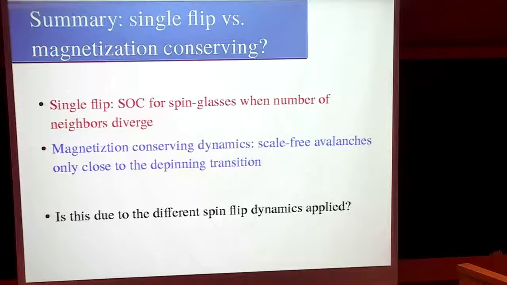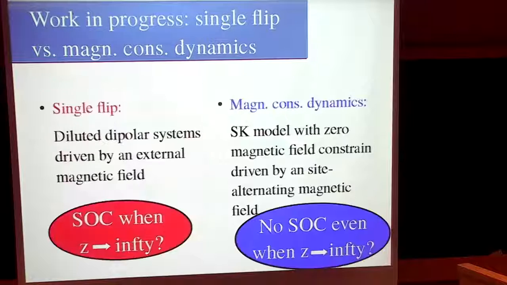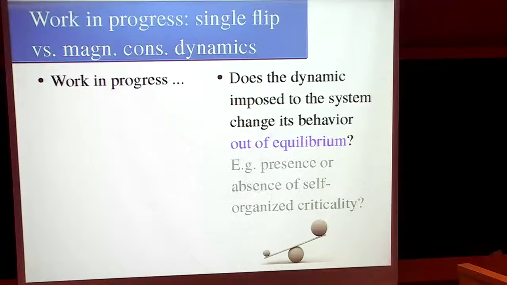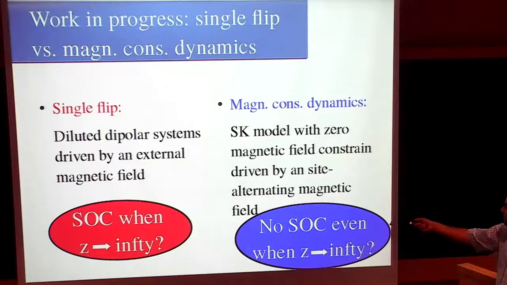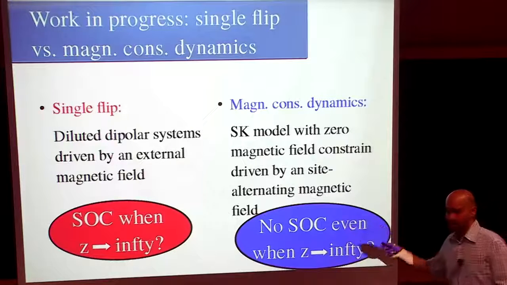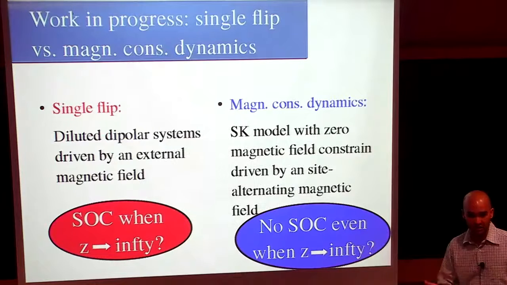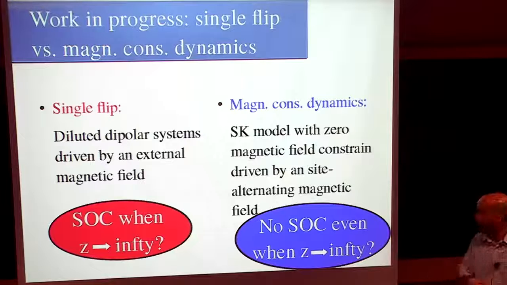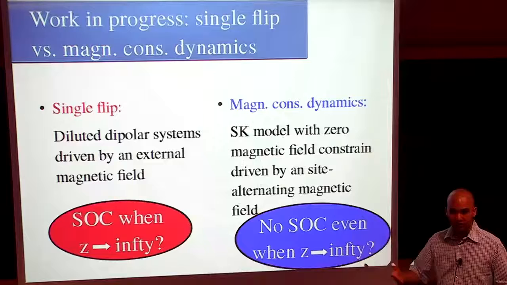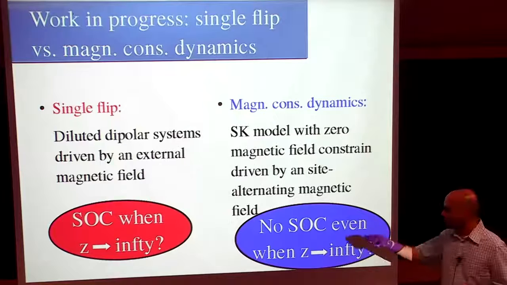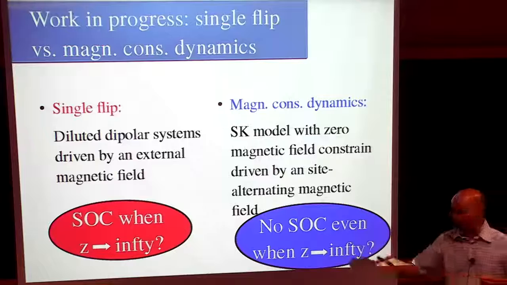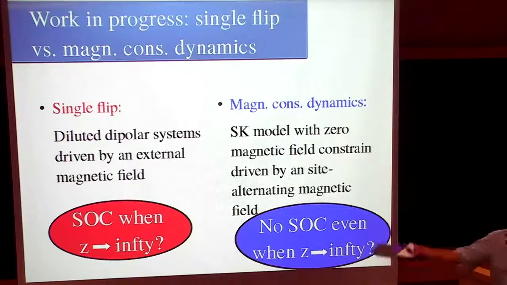So I will now show you work in progress that we have. We are interested in finding out if dynamics could influence the presence or absence of self-organized criticality. We are looking at single flip dynamics to study a diluted dipolar system, which is known to have a spin glass phase below a dilution, and then do the same procedure as for the SK model: apply a very strong magnetic field and see if we find avalanches. It would be a system that is finite dimensional but has an infinite number of neighbors in the thermodynamic limit because of the long range interactions.